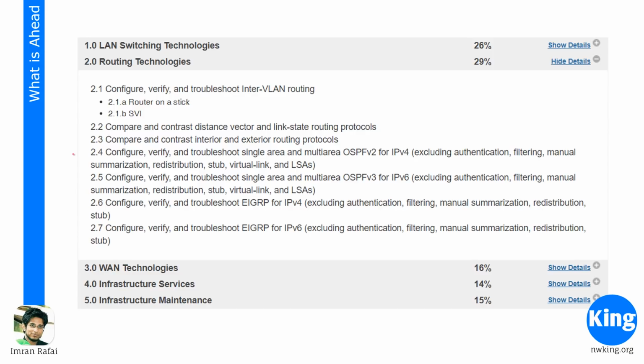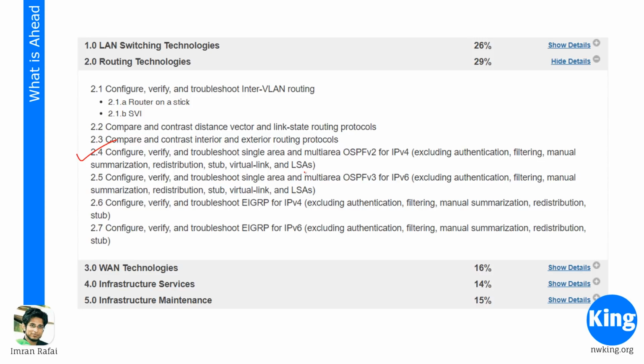Today, we're going to look at 2.4. Now, 2.4 says configure, verify and troubleshoot single area and multi-area OSPF version 2 for IP version 4, excluding authentication, filtering, manual summarization, redistribution, stub, virtual link, and LSAs. So this is not going to delve too much into OSPF. It would introduce you to OSPF to show how to configure OSPF, and that's about it.